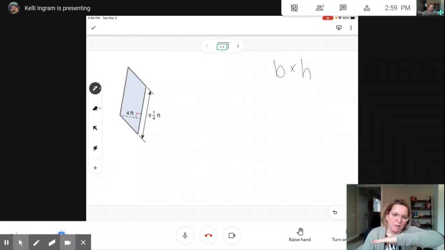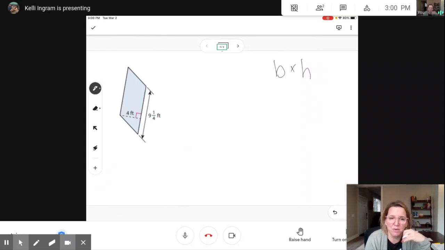If our parallelogram is flat across the ground and this is the base, that height would be somebody standing on the other side, dropping a rock straight down, not the side, the height. So here is an example, and we're going to continue working with these today. We're going to do a little bit more exploring.